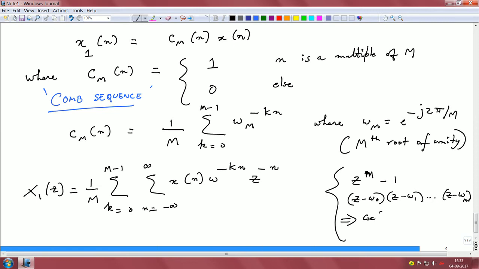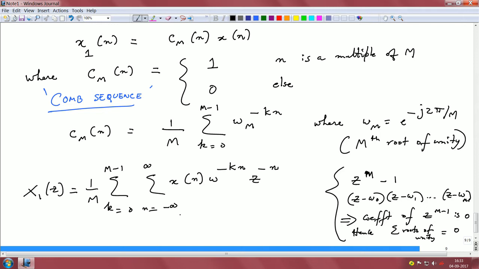So just an aside, the coefficient of z power m minus 1 is 0, and the summation over the roots of unity is 0. This is just a proof aside. Okay. Now X1 of z is linked with x of n using this relationship.